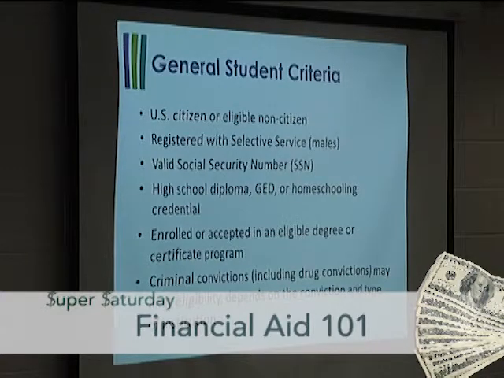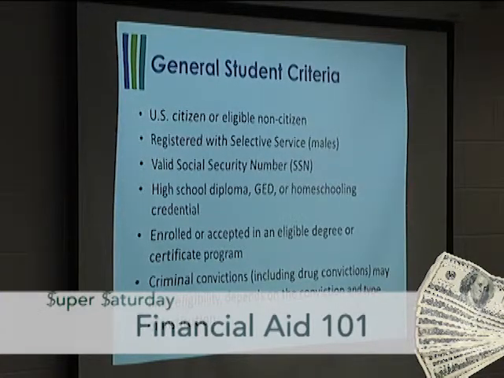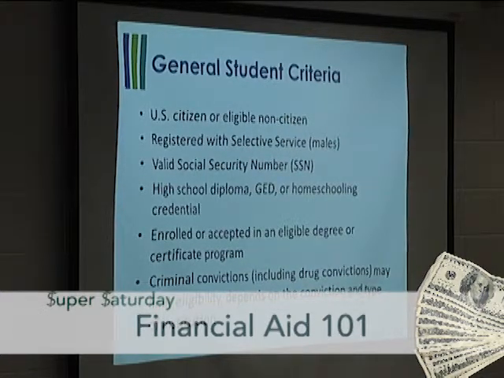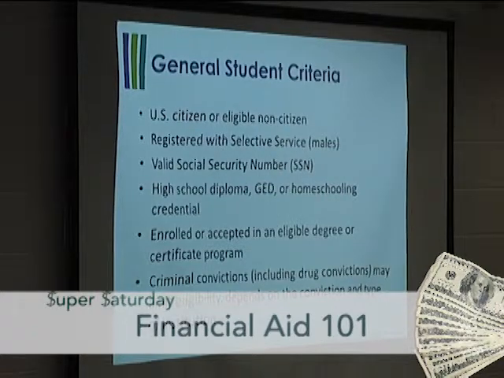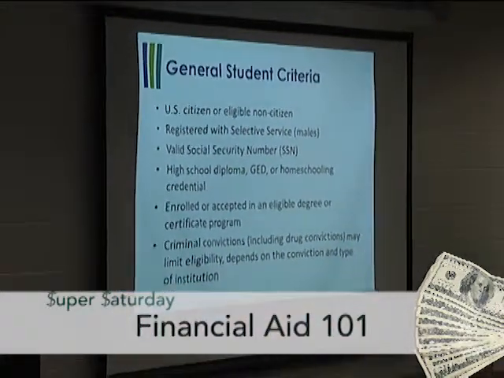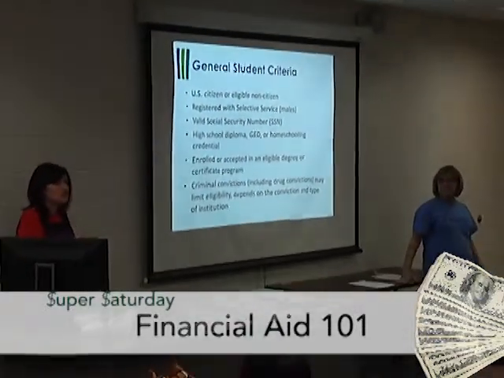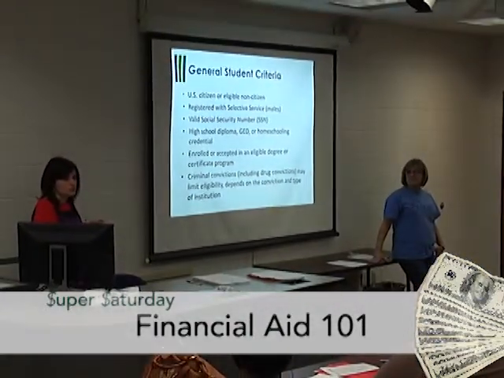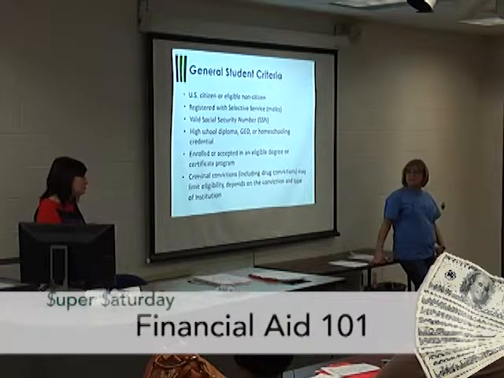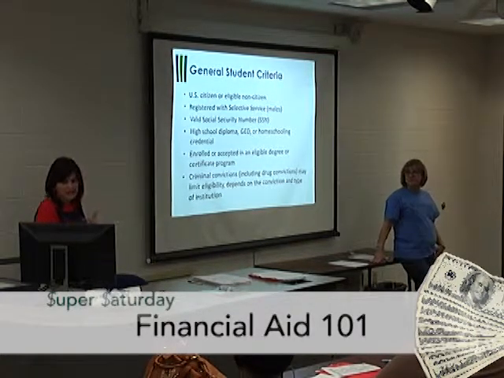You have to have a homeschool diploma, a GED, or your high school diploma to be eligible for FAFSA. And you have to be enrolled in an eligible degree program. That's something that you need to check out when you're looking at specific schools, colleges, universities, or trade-driven schools. They have to be participating in this and be an accredited institution.